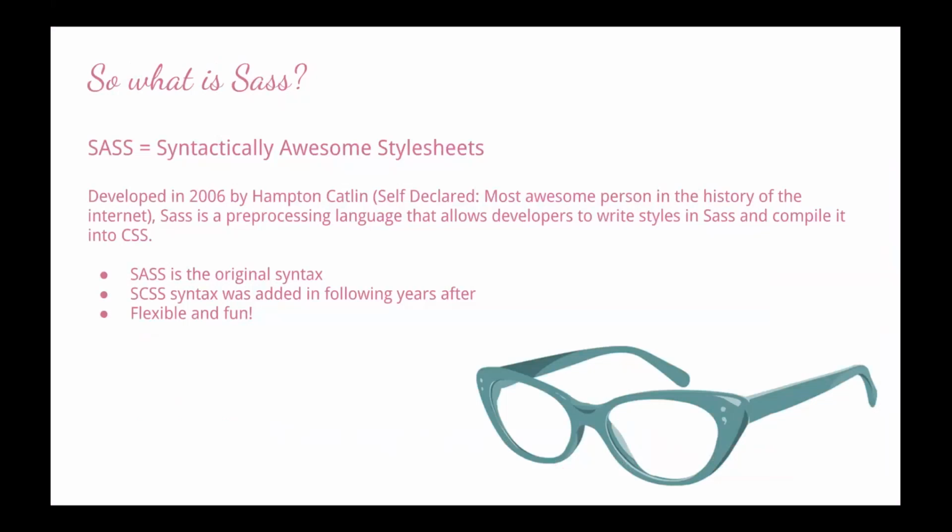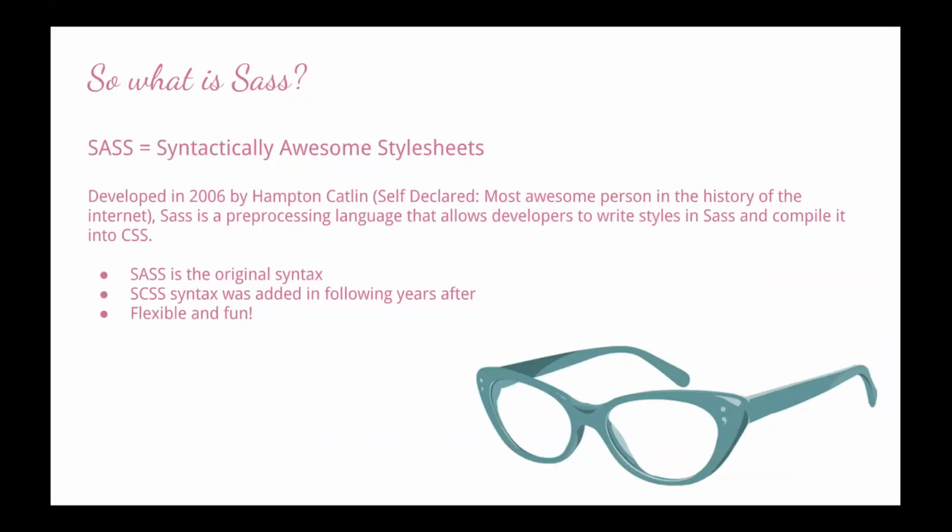So Sass stands for Syntactically Awesome StyleSheets. I can't make this up. It's literally what it's called because it's awesome. It was developed in 2006 by Hampton Catlin. He is the self-declared most awesome person in the history of the internet, which I beg to differ, because I think Ethan Marcotte is the coolest person on the internet.